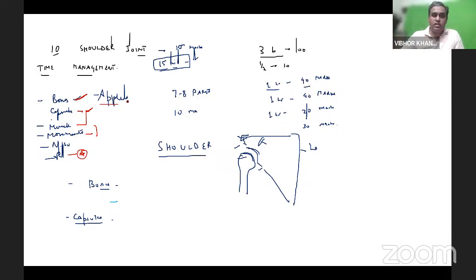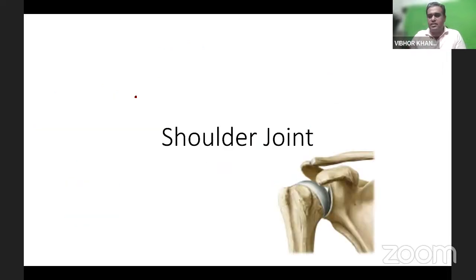And obviously the applied aspect. You know that shoulder dislocation is there. Rotator cuff injury is there. Frozen shoulder is there. So many injuries of the shoulder. This is how you can answer this first question, just an example. Now, let me show you some slides. These are some slides of the shoulder joint I'm showing.